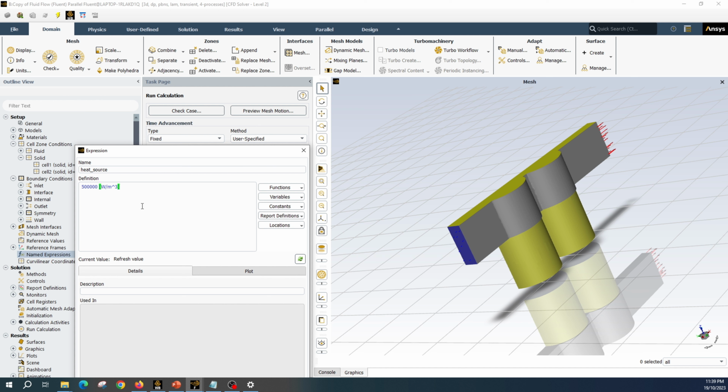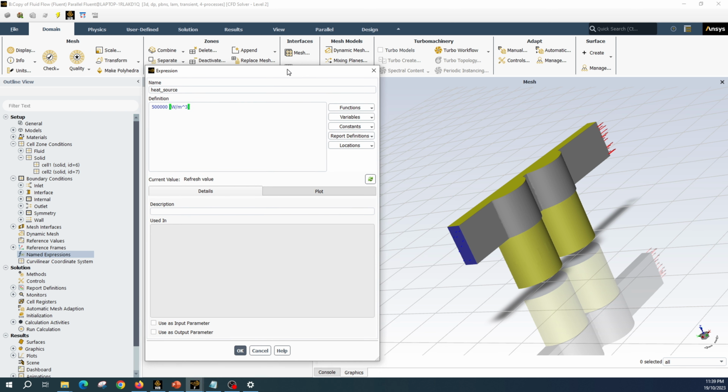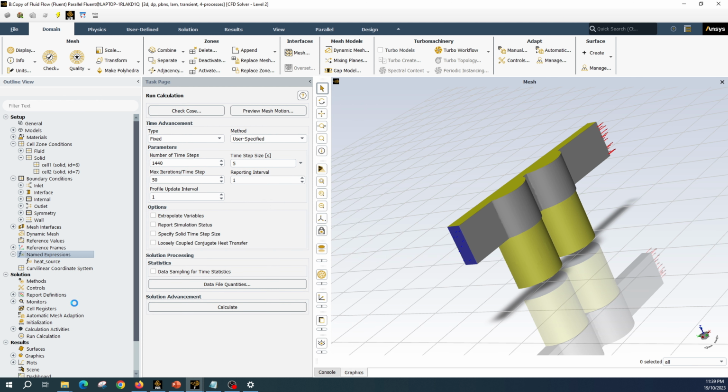Okay, so yes, watt per meter cube. Heat source 500,000 watt per meter cube. I have taken this number. I think it is not 5 watt, but what you can do, you will take 5 watt and divide it by the volume of the battery cell. That's how you will get the heat source in watt per meter cube. But that's not important. Okay, we have defined this one.